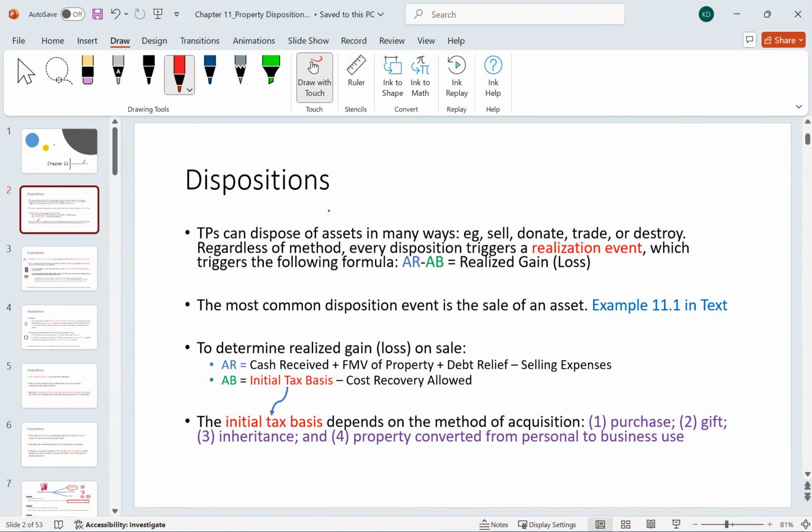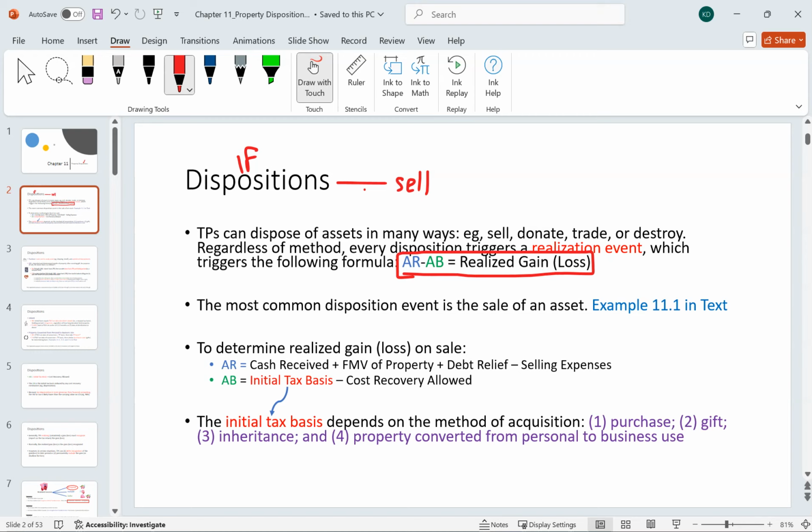So anytime we have a disposition event, that is going to trigger something. If there is a disposition, then we have to calculate and use the formula: the amount realized minus the adjusted basis. The typical disposition you're going to think of is, hey, we sell the asset. We will see there are various types of disposition events, but typically we think sell.